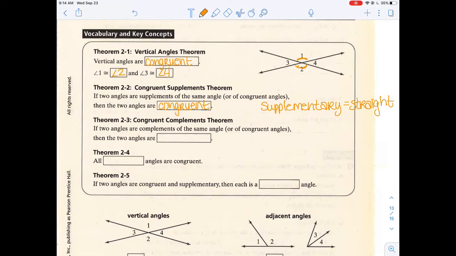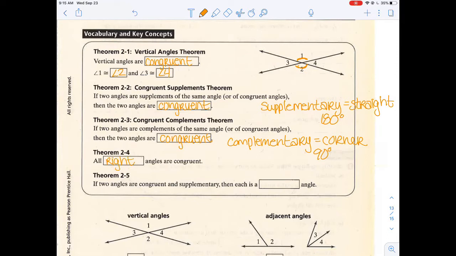Okay, theorem 2.3, congruent complements theorem. If two angles are complements of the same angle or of congruent angles, then those two angles are congruent. And remember, complement or complementary means they make a corner. So straight line is 180 degrees, a corner is 90 degrees. Okay, theorem 2.4 says all right angles are congruent. They're all 90 degrees.